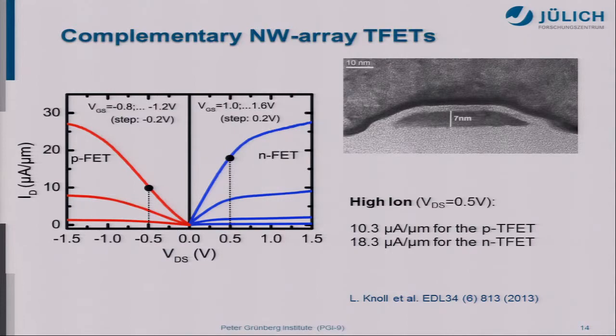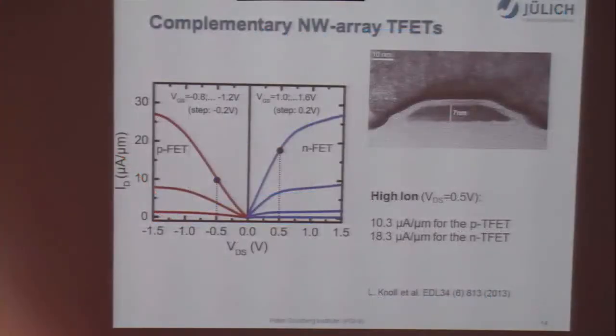So here shows the structure of the nanowire TFETs. You see here we have a thickness of 7 nanometers, and here the base is around 45 nanometers. Here we have a 3 nanometer oxide and titanium nitride as a gate. Here are the output characteristics of the PFET and NFET.